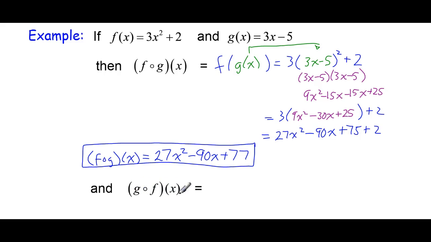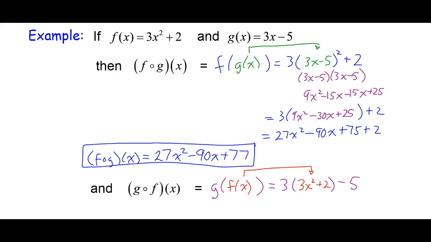So here, read this thing off. g with the little circle f and then parentheses x. That's g of f of x. That means g of f of x. And again, I'm going to color code things to try to help out. f of x here is a thing that's getting plugged into g. So to plug into g, we have to plug in for x, 3x minus 5. We've got to plug in for x the thing that f of x is. f of x is 3x squared plus 2.